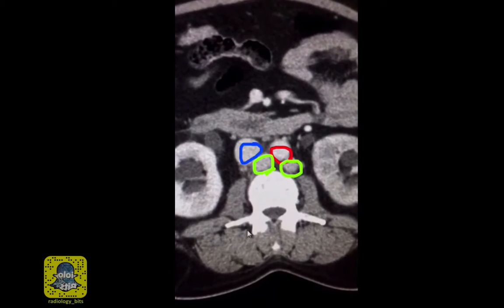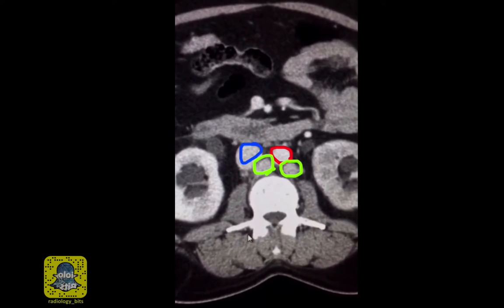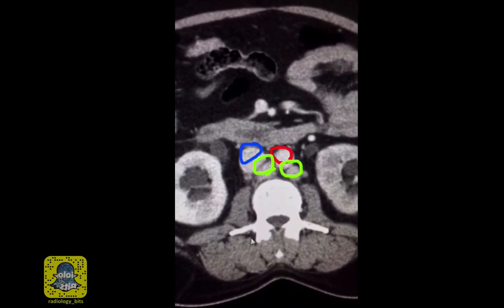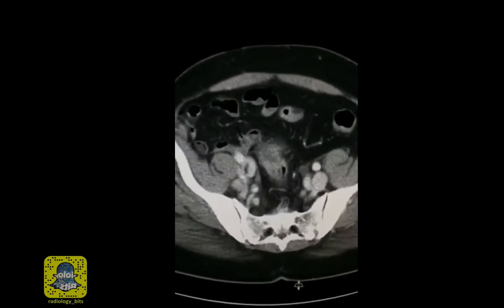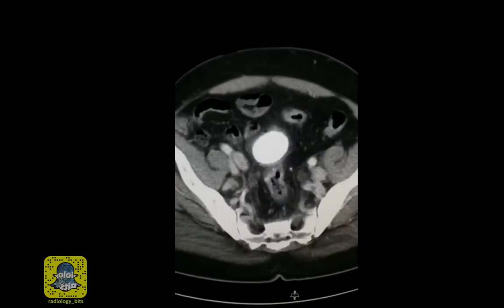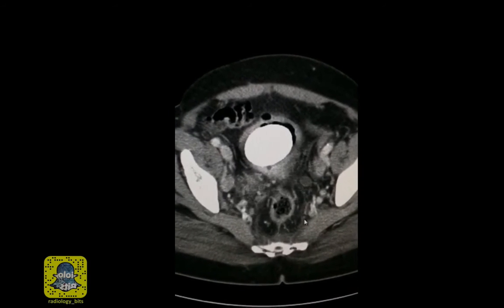Just to make it more apparent to the less experienced viewer, here I highlight the aorta in red, the IVC in blue, and the lymphadenopathy in green. If you're seeing this case on call or you have to protocol the case, it's advised to do a delayed scan to fill the urinary bladder.